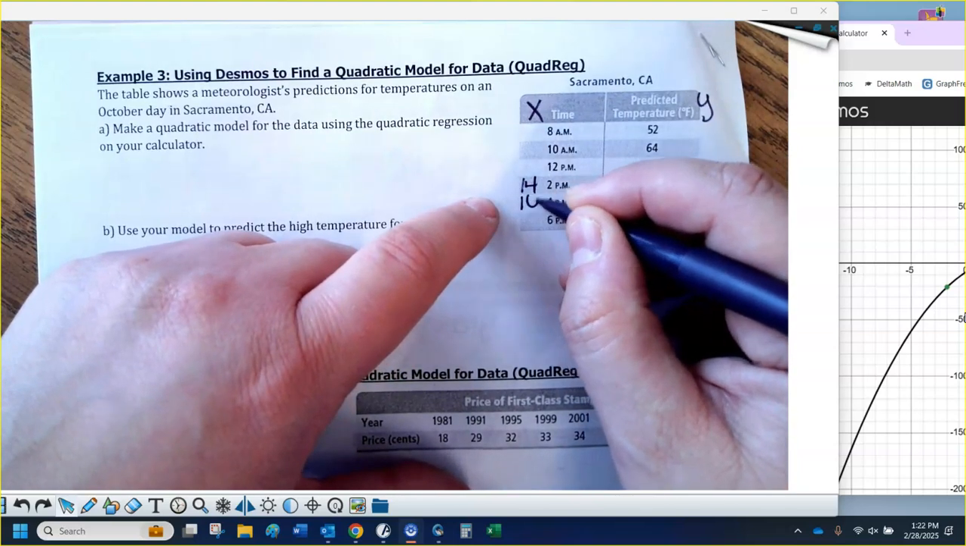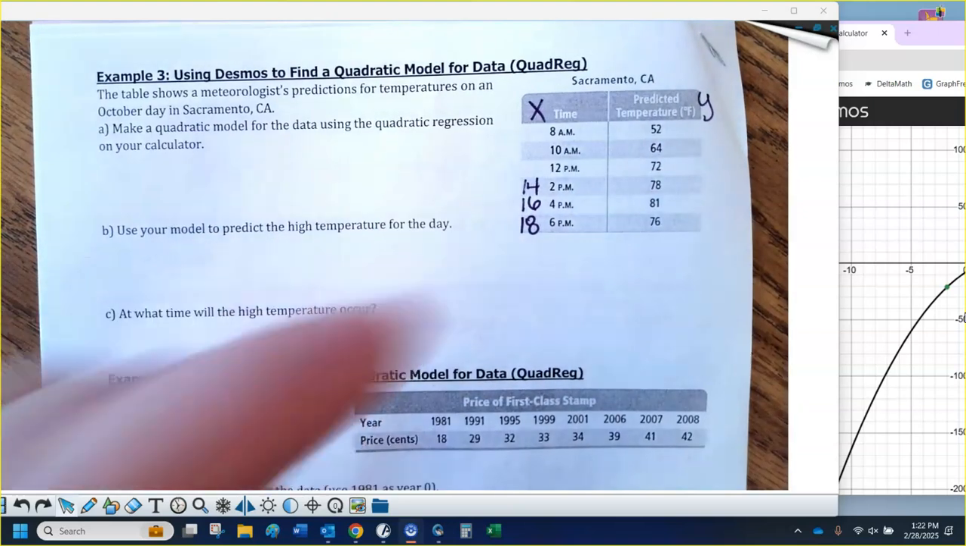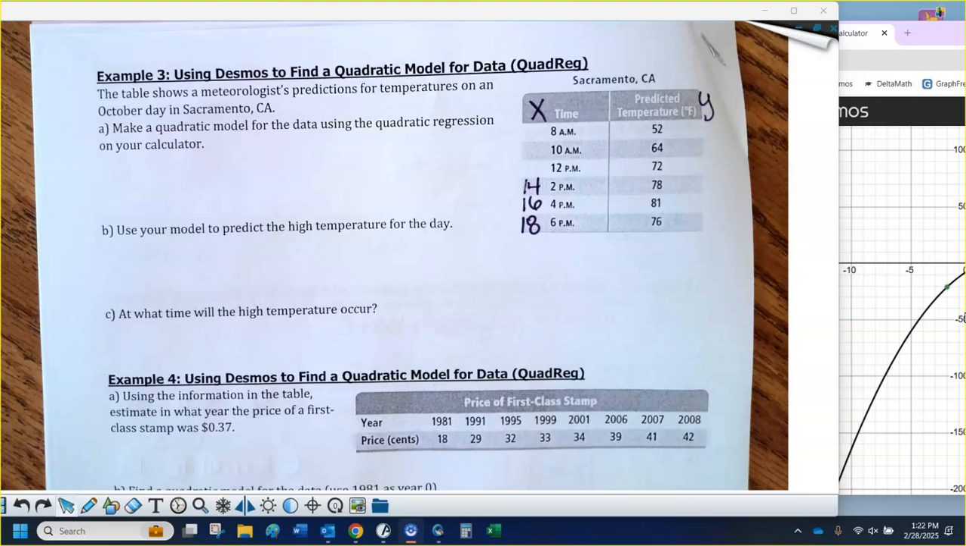For 4, just add 12 to it if you're in the afternoon. This would give you 16. If you're 6, just add 12 to it. That will give you the military time. That's just important because 8 a.m. and 8 p.m. are not going to have the same temperature. So we want to just kind of represent.